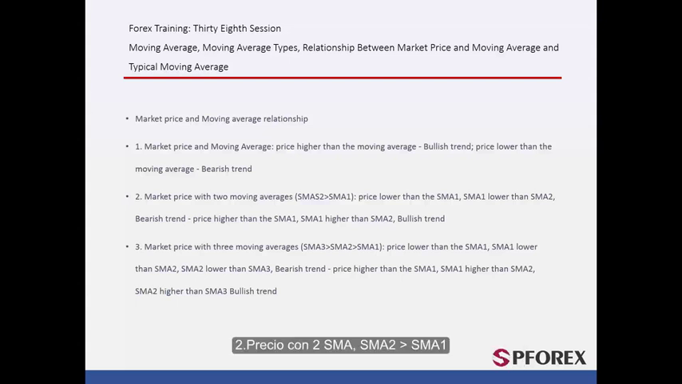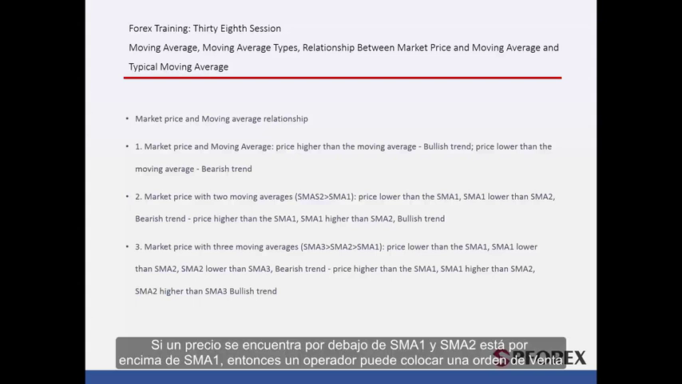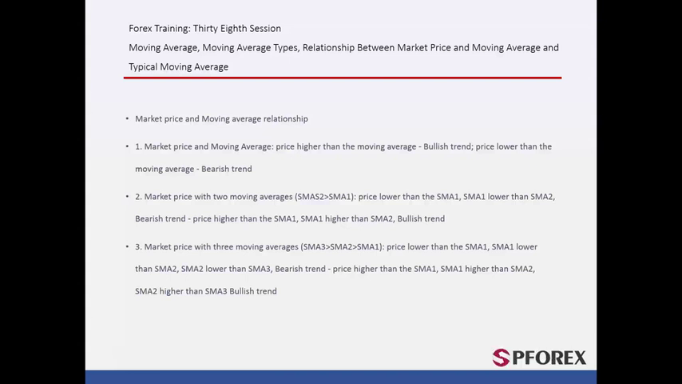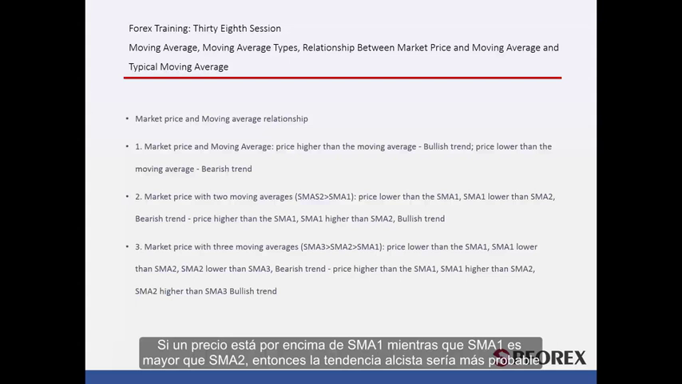2. Price with two SMAs. SMA2 is greater than SMA1. If a price is under SMA1 and SMA2 is above the SMA1, then a trader can place a sell order. If a price is over SMA1 while SMA1 is higher than SMA2, then an upward trend would be more probable.